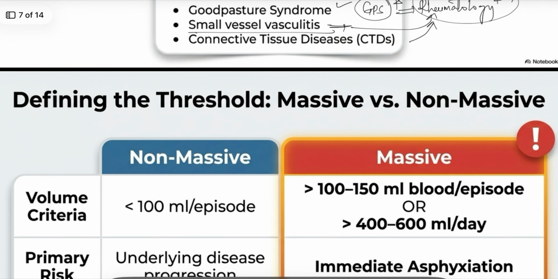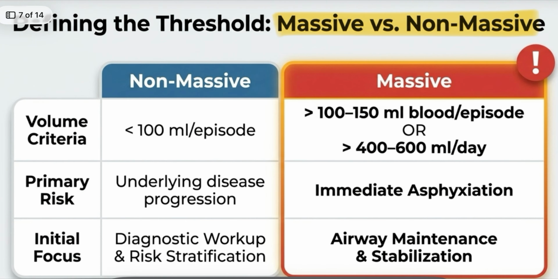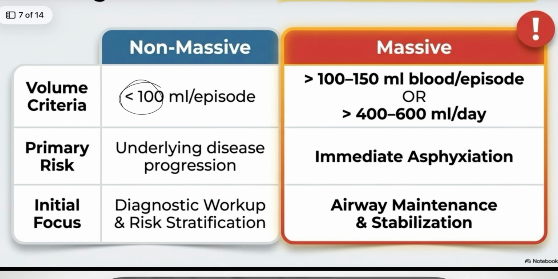Then coming to defining the threshold, massive versus non-massive. Why do we call the patient's condition massive or non-massive? We have to know the three criteria. First one, if there is less than 100 ml, then we call it non-massive. As I said, the dead space will be 150, so if it is less than around 100, we can call it non-massive.